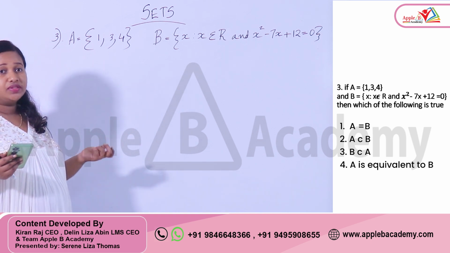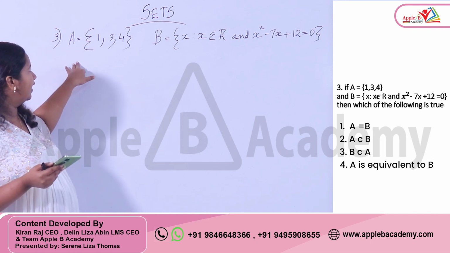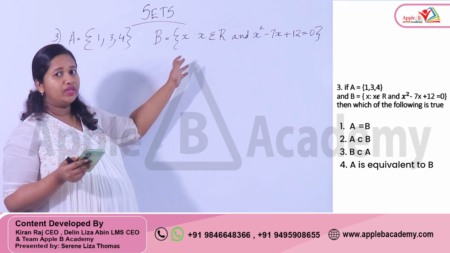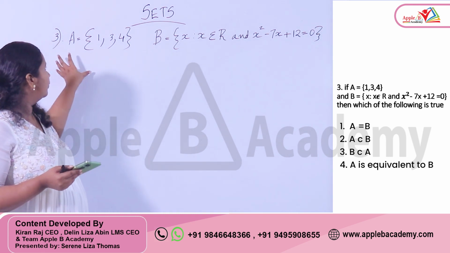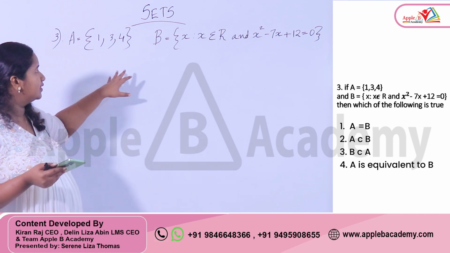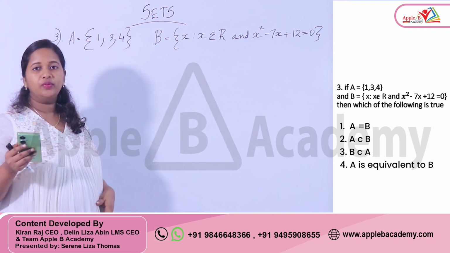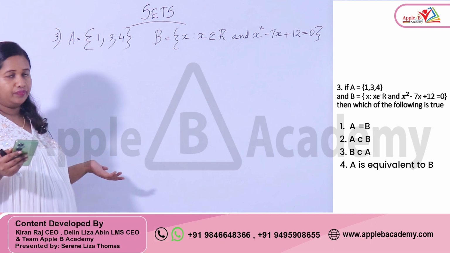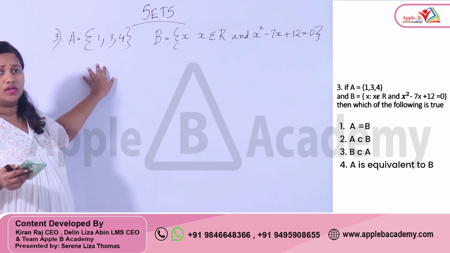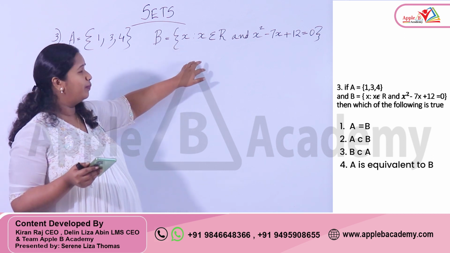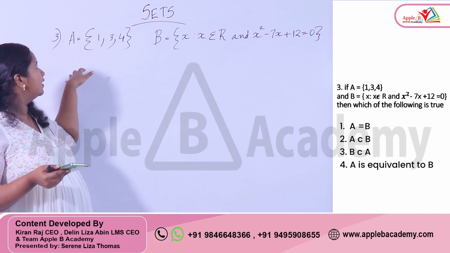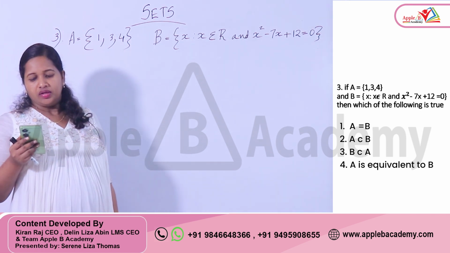Next one, A is a subset of B. So whether A is a subset of B. That means B is a superset. B contains all the elements of A plus some other elements. That is, A is a subset of B. Then third one, B is a subset of A. Okay, which means that A contains all the elements that are present in B plus some other elements. So that is, B is a subset of A.